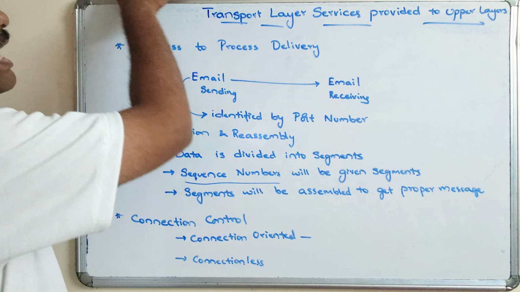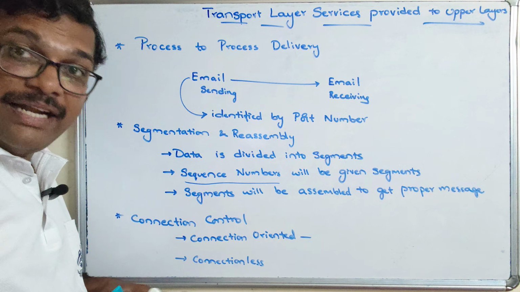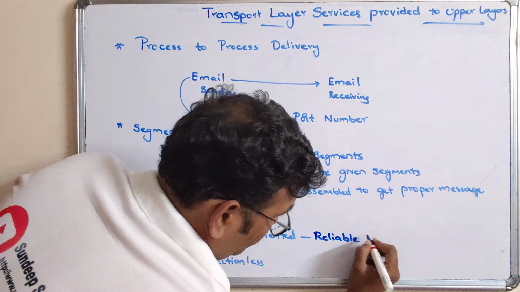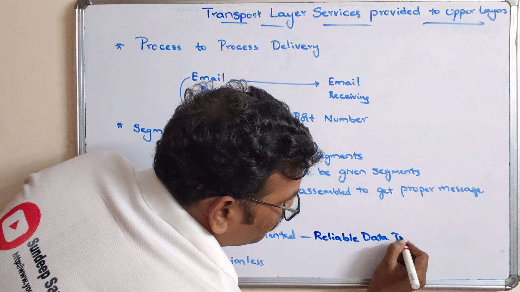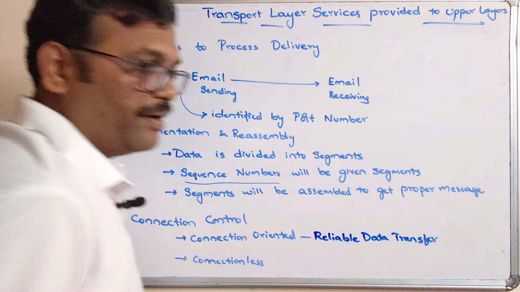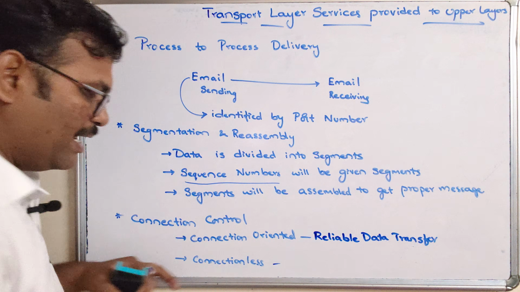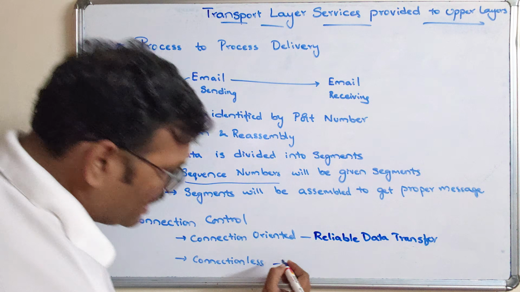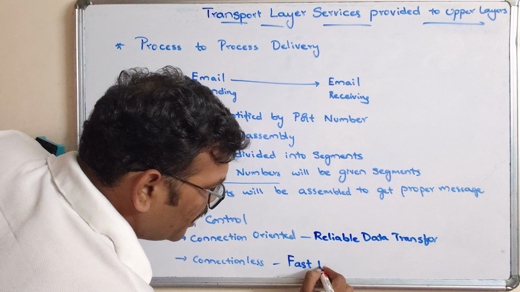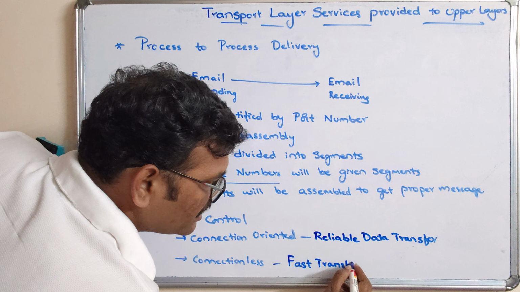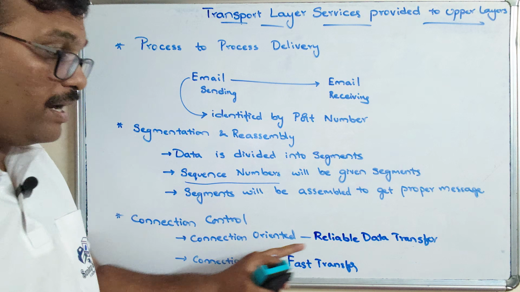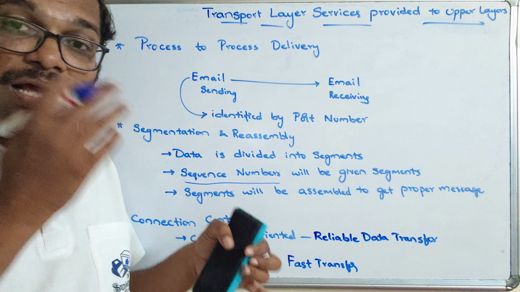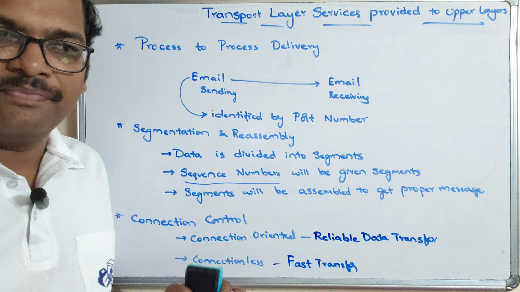So coming to connection oriented, obviously there will be reliable data transfer. It is a guaranteed delivery of packets. So reliable data transfer if it is connection oriented. But in case of connectionless, there is no guarantee of receiving the packet, but there will be fast transfer of data. Reliable data transfer comes from connection oriented. So two kinds we can use: either connection oriented or connectionless.